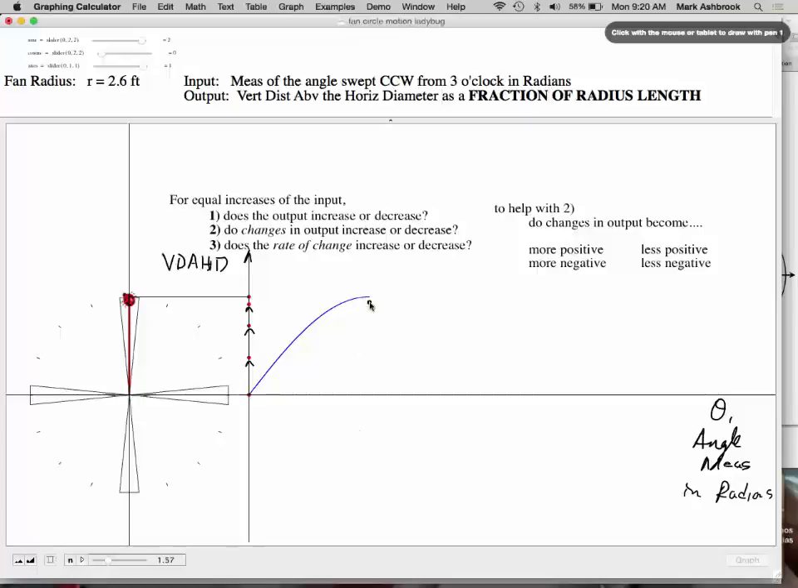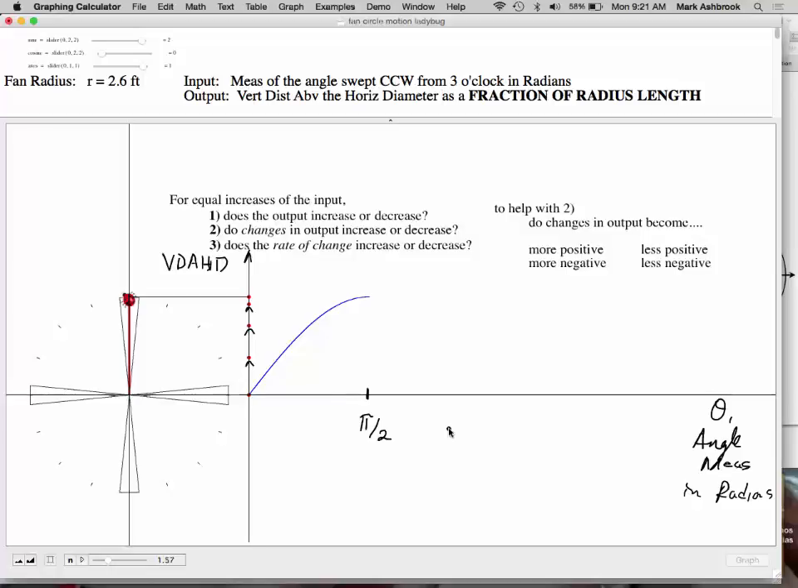So what angle are we at? What total angle measure are we at right now? Pi over 2, 1.5708 radius lengths to get to the top of the circle. Therefore, 1.5708 radians have been swept.